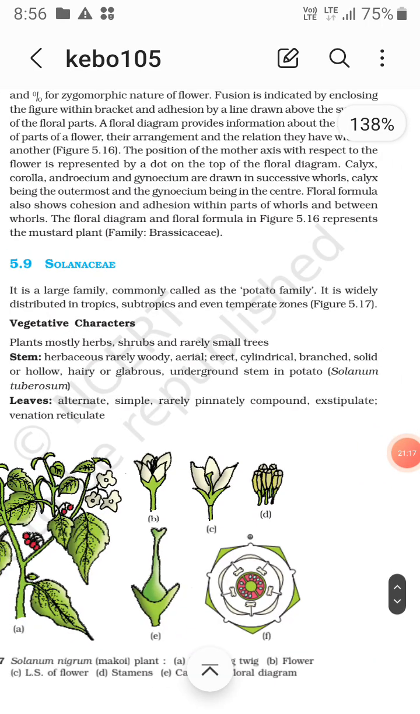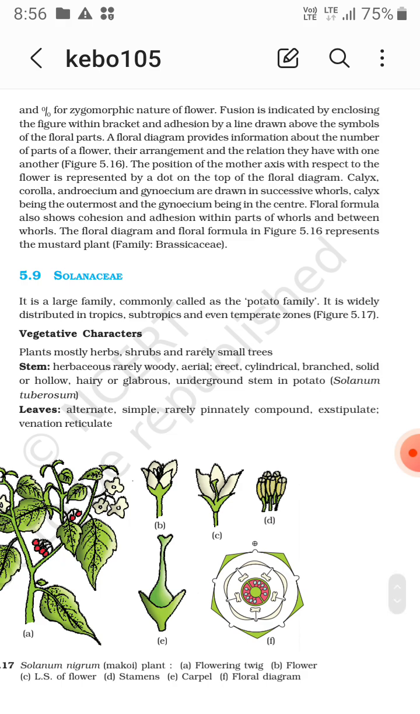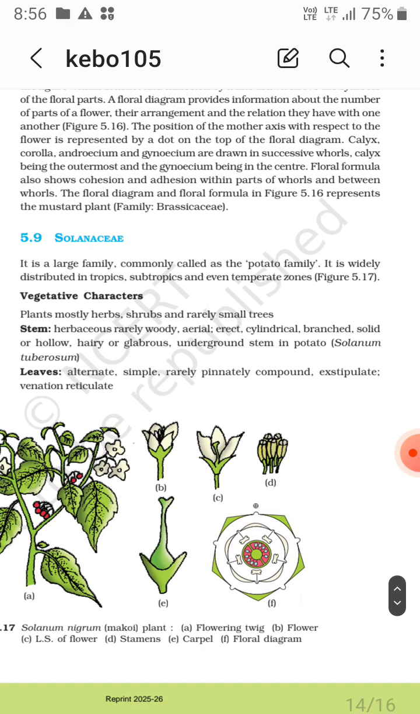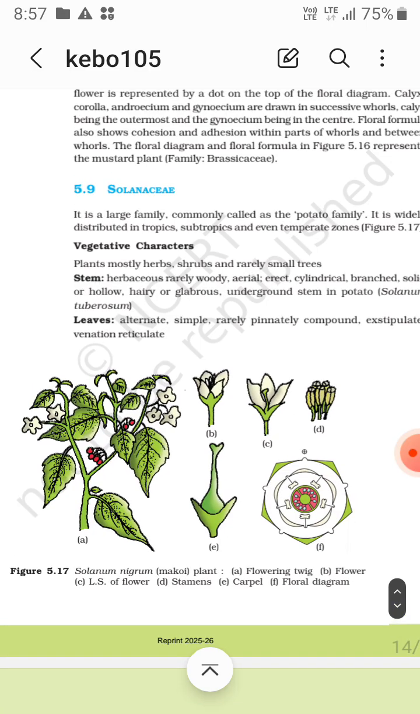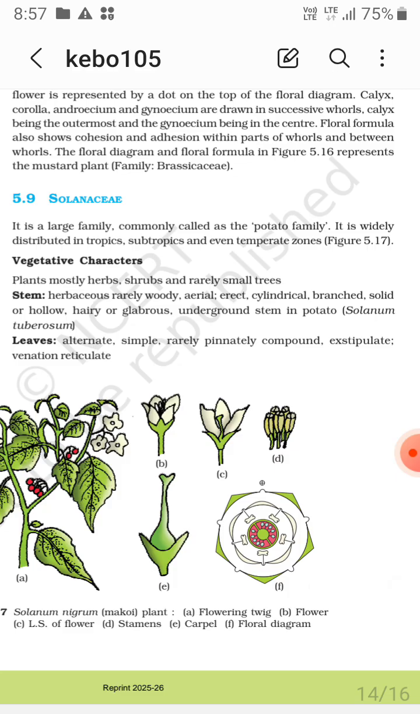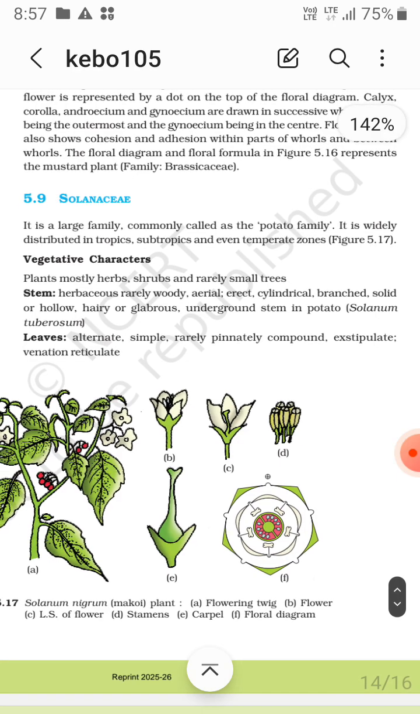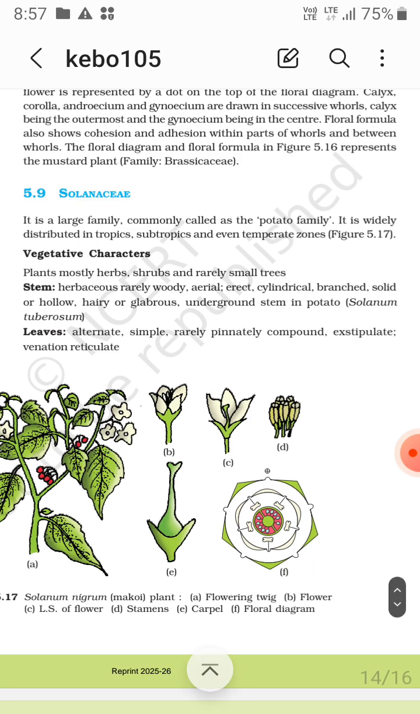Now talking about the Solanaceae, it is a large family, commonly known as the potato family, right? First we are going to study the habitat. Now we are going to study the vegetative characters: stem, leaves and roots. Plants are mostly herbs, shrubs and rarely small trees. Stem, herbaceous, rarely woody, aerial, erect, cylindrical, branched, solid or hollow, hairy or glabrous, with an underground stem in potato, that is Solanum tuberosum.